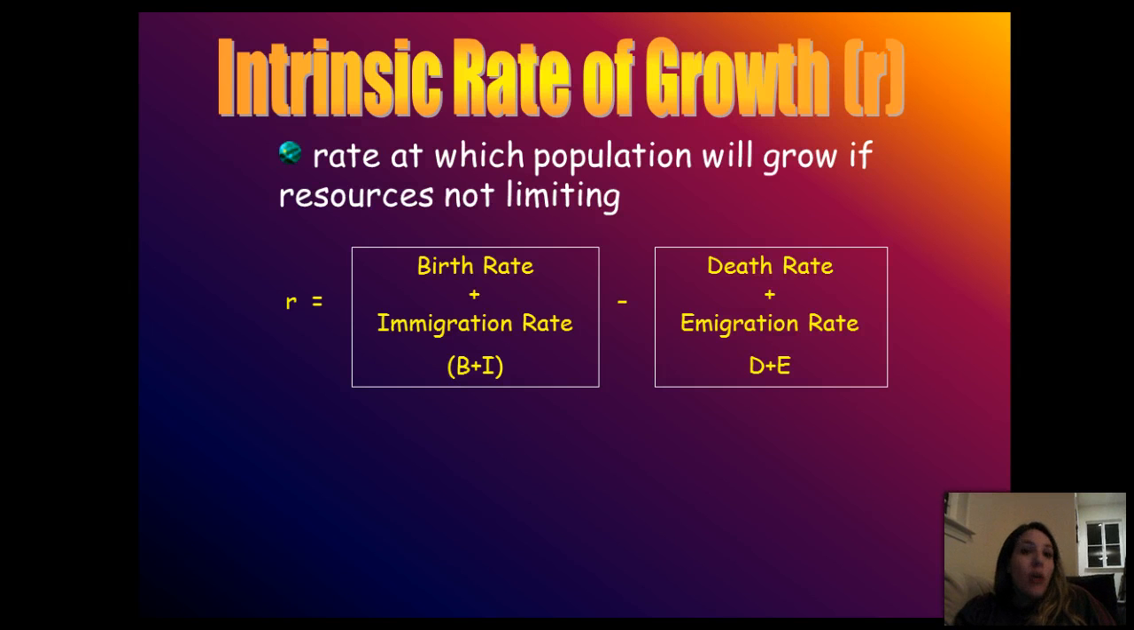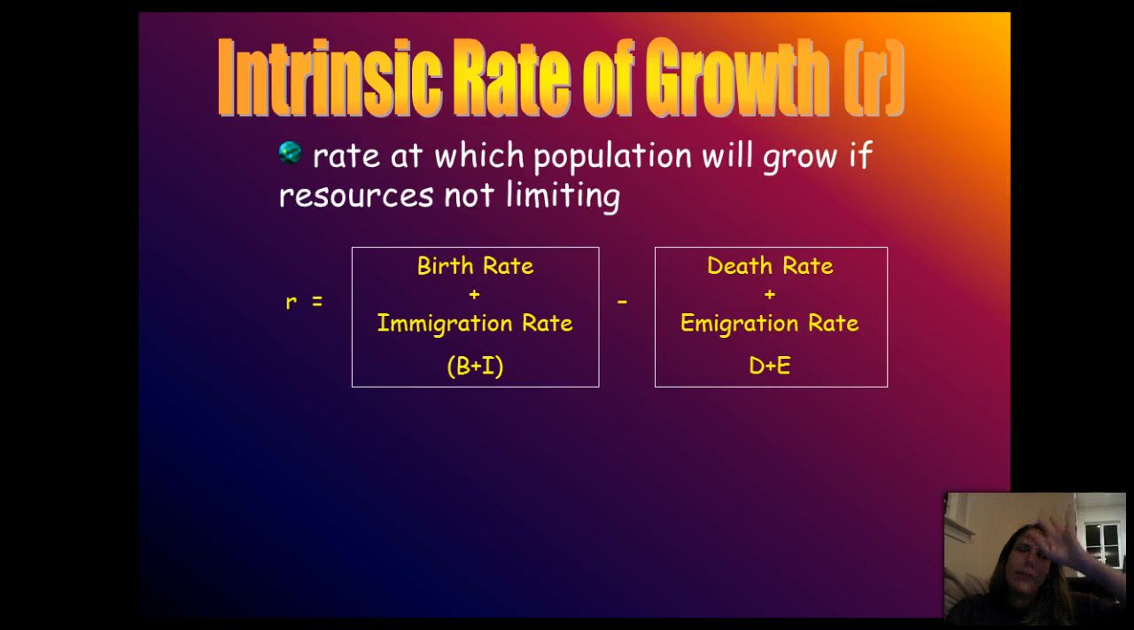If you're a cockroach, you have a very high r. You can put out hundreds of babies all at once, right? So you have a very high natural tendency to increase your population size. Something like an elephant has a very low r, because they only have a baby at a time, and they stay pregnant for 11 months, etc. So they're not putting out lots of babies at once, and therefore they have a low intrinsic growth rate, a low r.